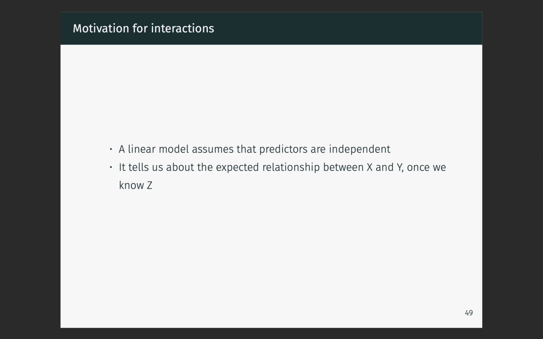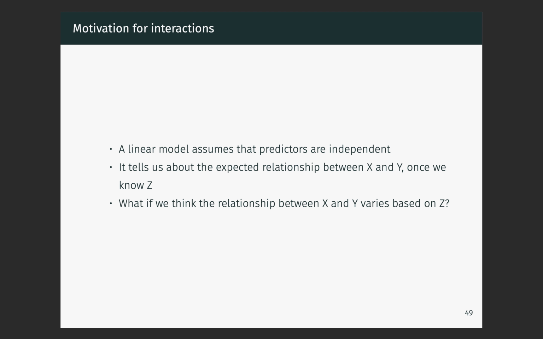Okay, so the motivation is that a linear model assumes that predictors are independent and assumes that the relationship between some variable x and y can be estimated in a way that doesn't depend on any other variables. It tells us about the expected relationship between x and y once we know z, right? So what if we think that the relationship between x and y varies based on z?